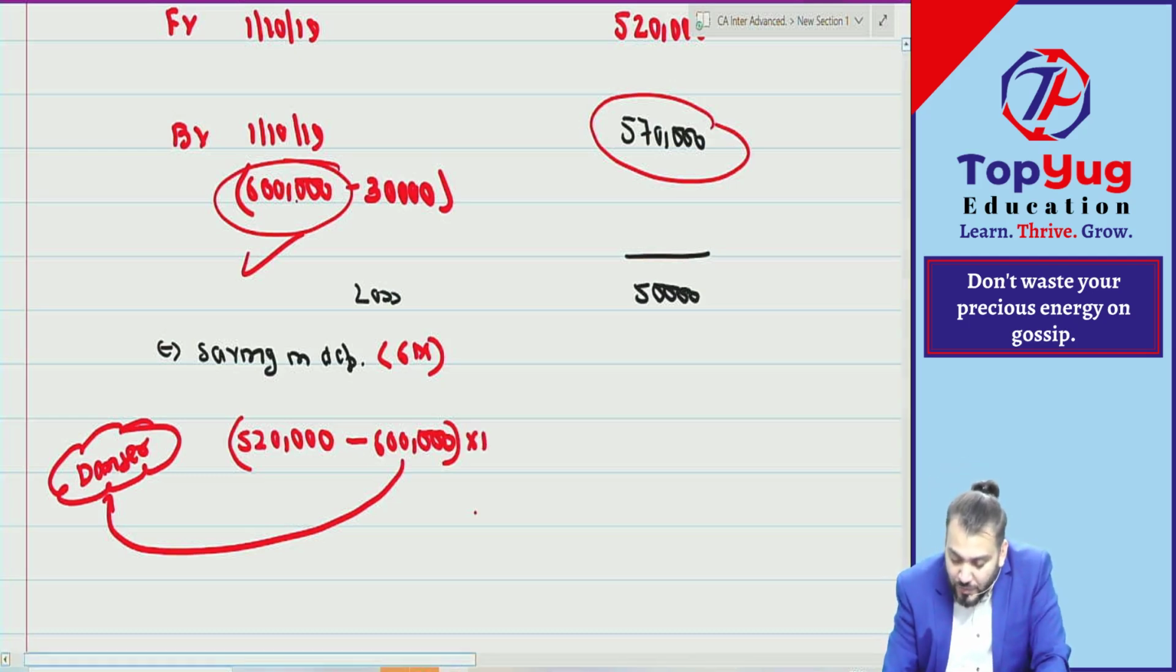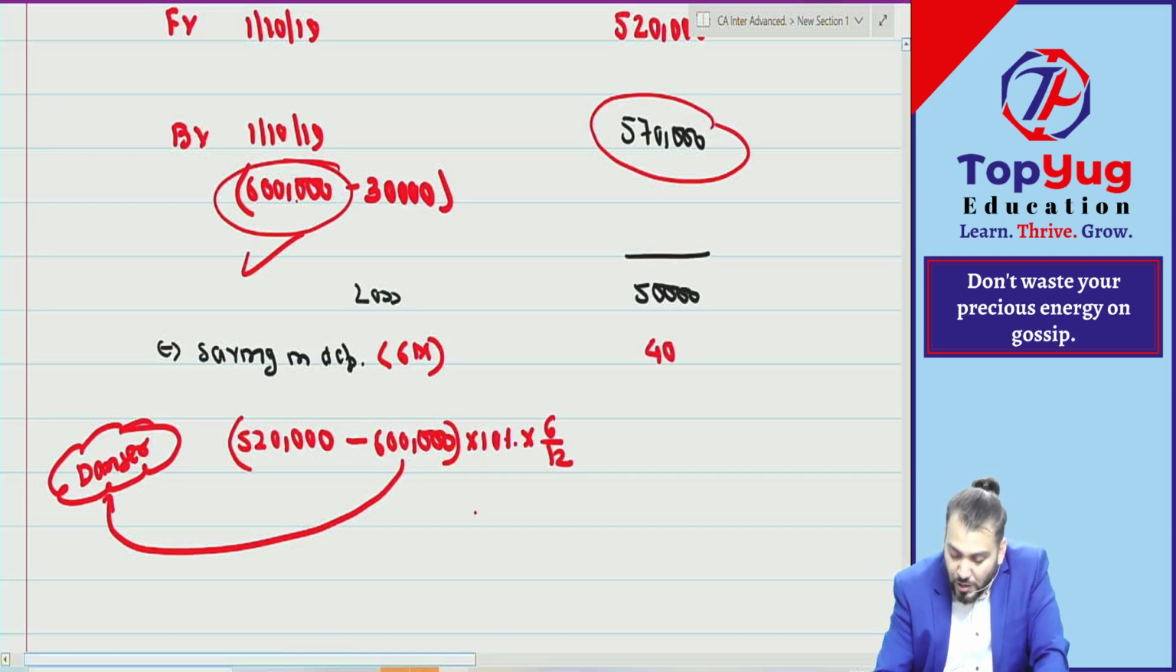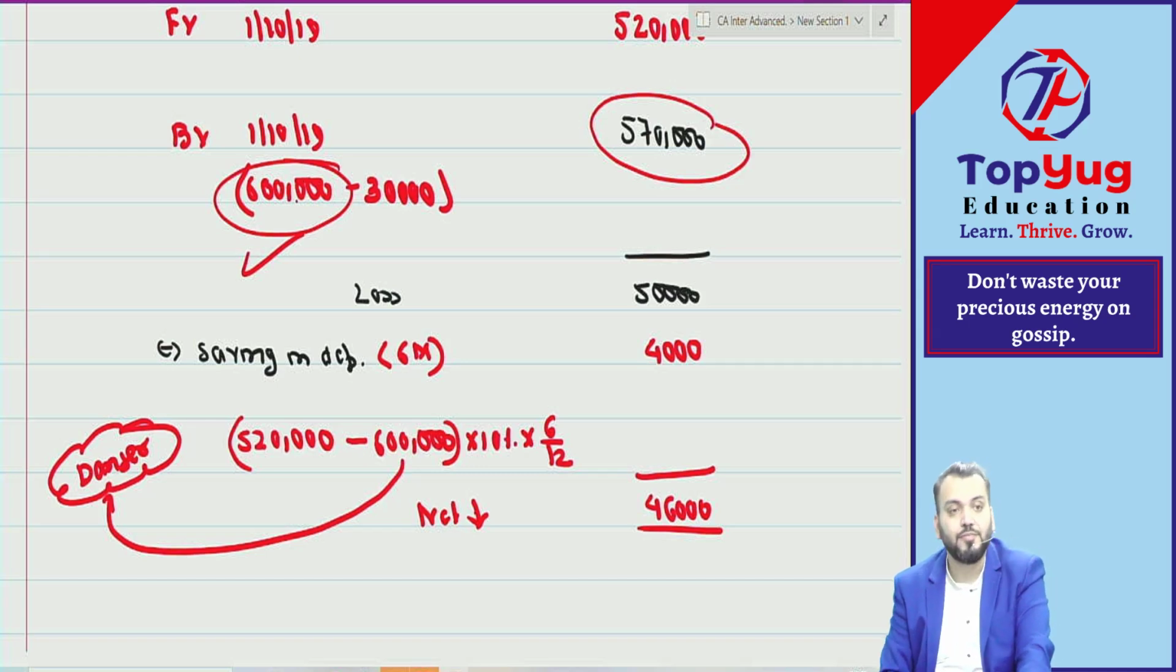10% into what? 6 by 12. So how much depreciation have we saved? 4,000 we have saved. So 50 minus 4, how much? 46,000. This is the net decrease. Understood? Correct?